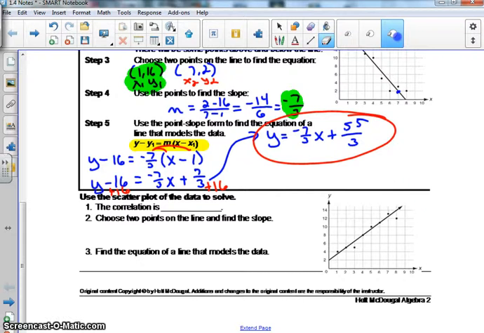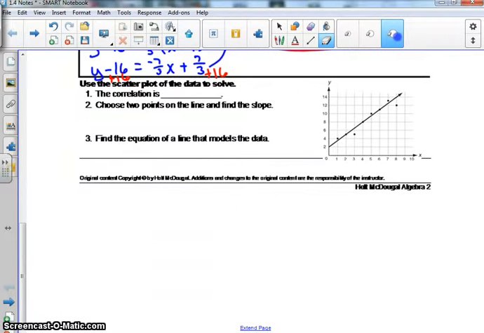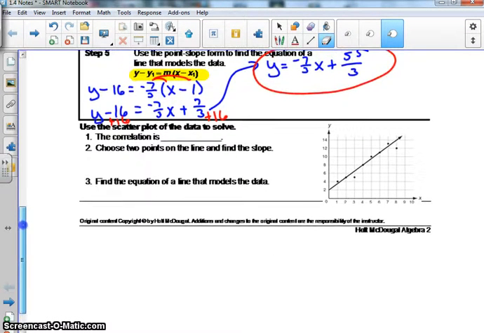Okay, let's do one more example together. It says use the scatter plot of data to solve. The correlation obviously as one rises, the other rises. So the correlation is positive. It's not asking you for an R value yet. We're going to talk more about that tomorrow. But it's just asking you is it positive, negative, or no correlation.